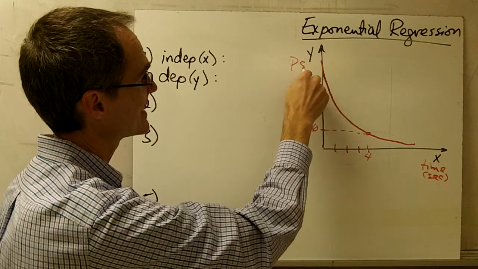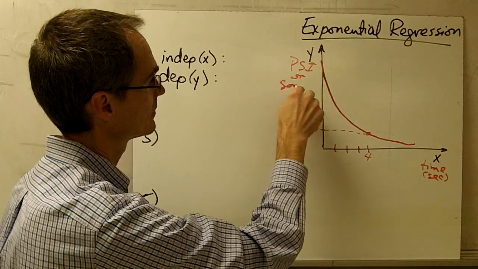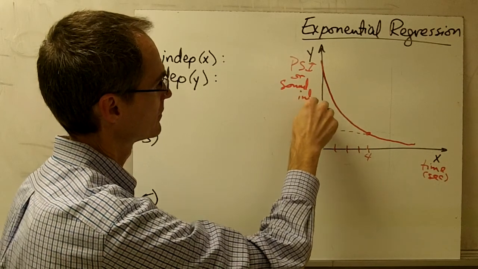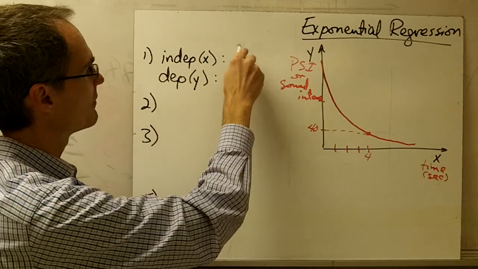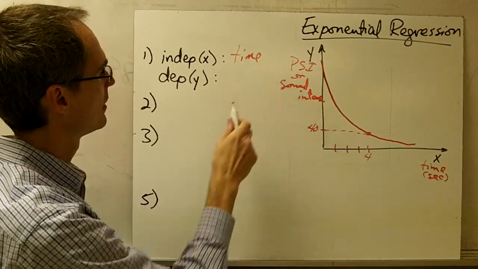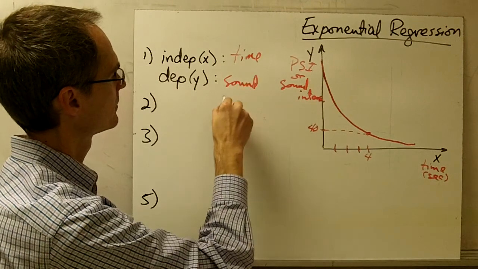So I could say PSI, pounds per square inch, or I could say sound intensity. So there's my independent and dependent variables. I'll call my independent variable time. I'll call my dependent variable, I'll just say sound intensity.